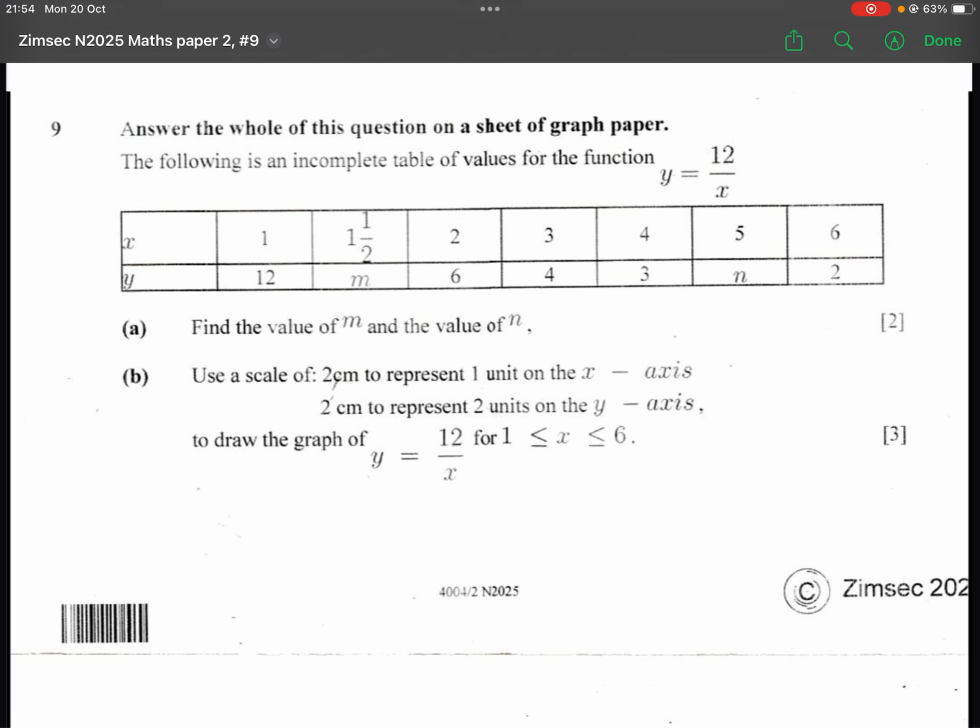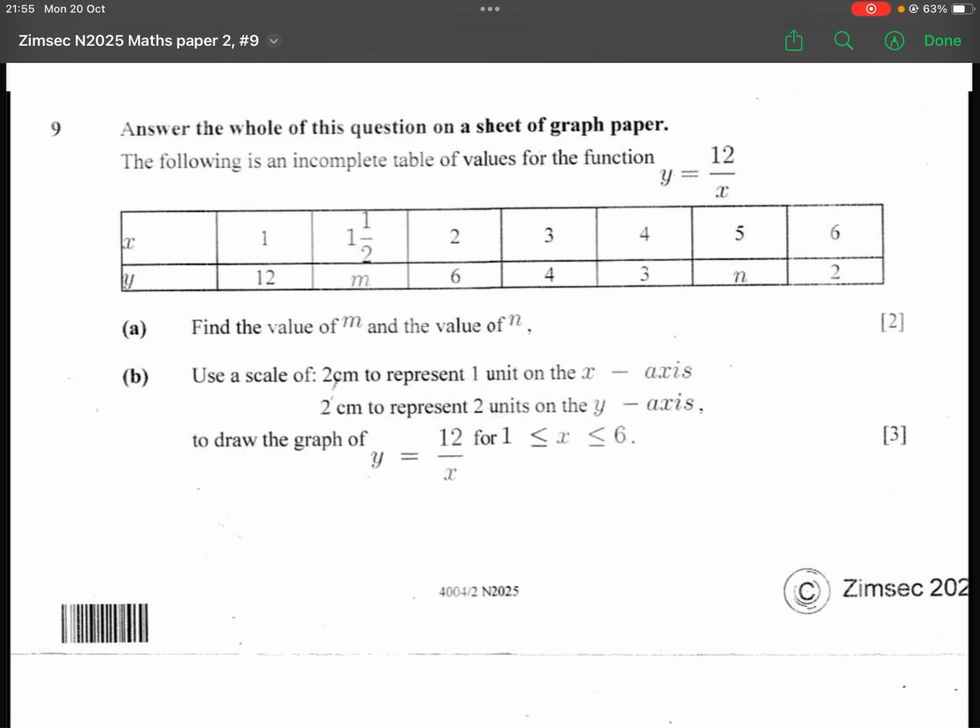Today we are continuing with our series on Maths Paper 2 that was written by November 2025 candidates. So I've uploaded the solutions from number 1 up to number 8. In this video, we are going to focus on number 9, which was a question on functional graphs.